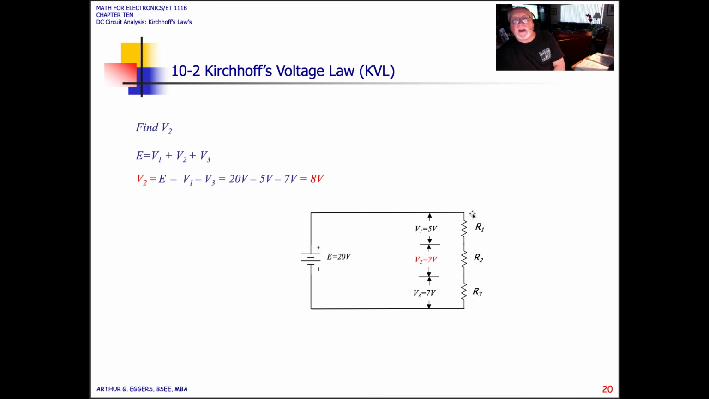In this case, we added another resistor, R1, R2, and R3. We want to find the voltage drop across R2, given that R1 is dropping 5 volts, R3 is dropping 7 volts. Again, we use Kirchhoff's voltage law. We plug it into the relationship, solve for V2, and we end up with a value of 8 volts dropped across R2.